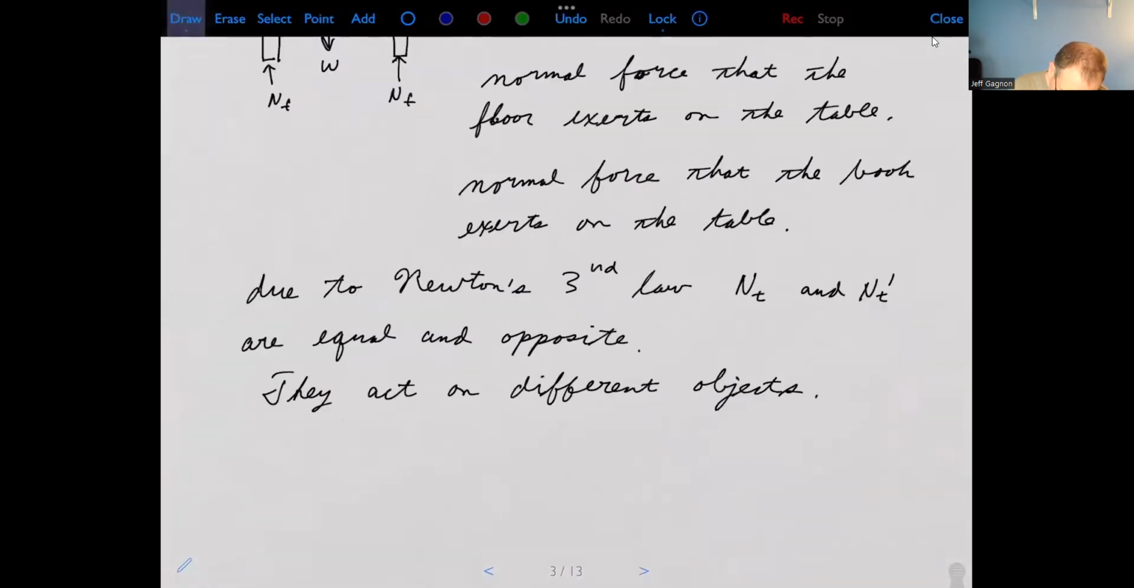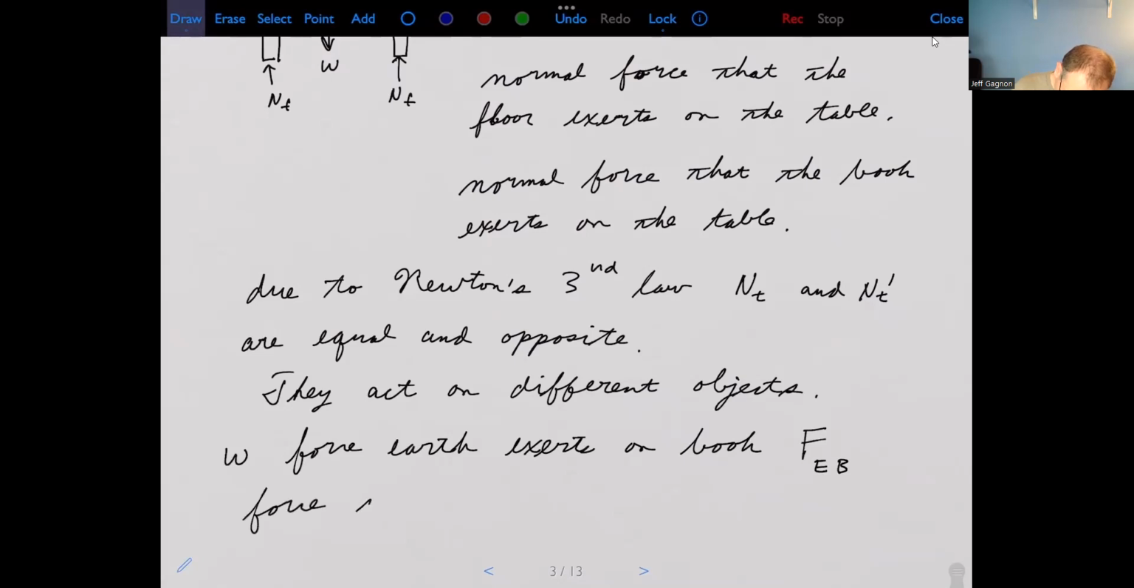I'll write that down here. So you have a force. Remember, it's the weight of the book, right? So it's a force that the earth exerts on the book. You can think of it like this. I'll write it as force EB, right? Earth on book. Well, there's also a force that the book exerts on the earth. And that force is FBE.